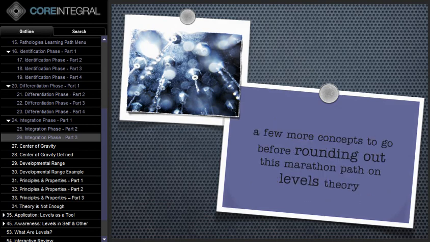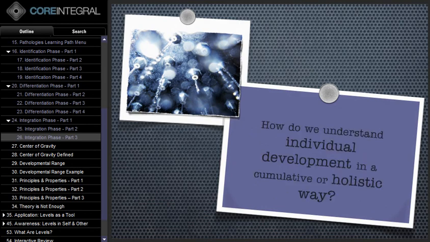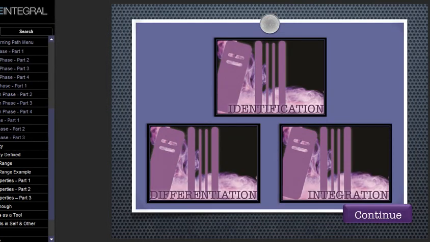Only a few more concepts to go before rounding out this marathon path on levels theory. Next, we return to the question asked earlier. How do we understand individual development in a cumulative or holistic way? Center of gravity, our next topic, demonstrates exactly how that is achieved.